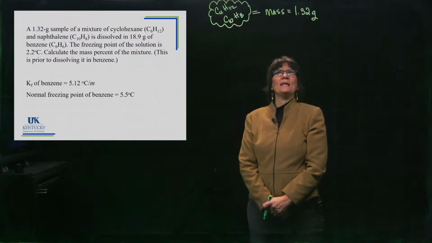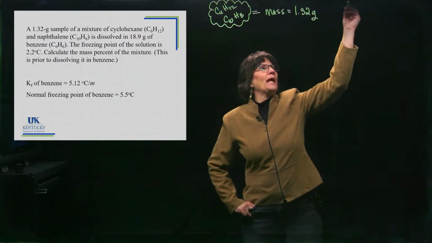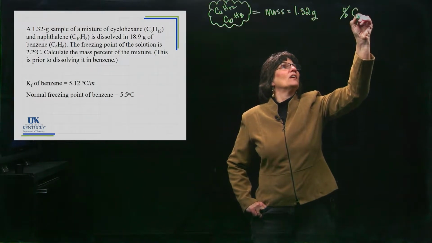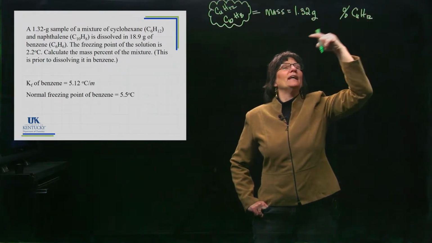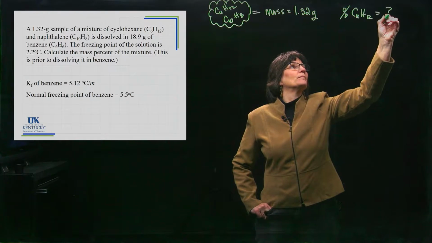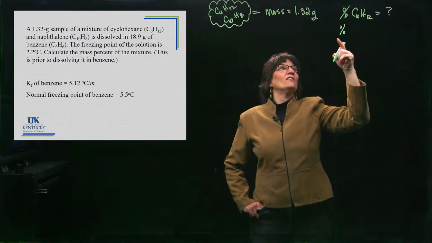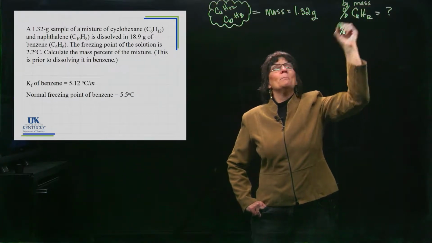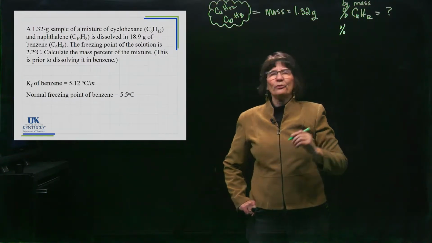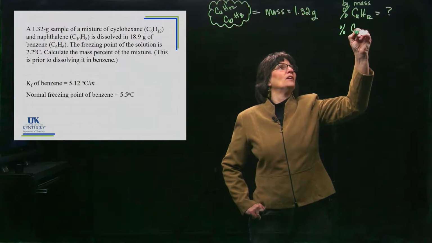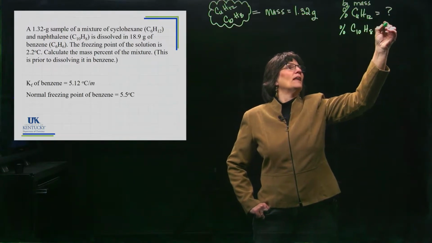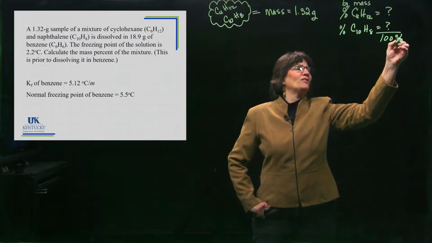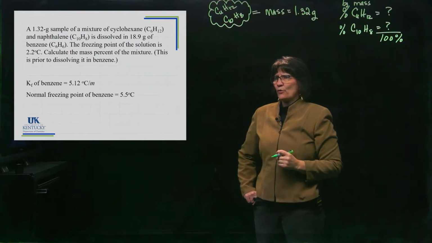Now what do they mean by that? Here is our end game. What is the percent of the C6H12 in that pile? This is a percent by mass, so I'll write by mass above here. It's a mass percent. What is the percent of the naphthalene, C10H8, in that pile? Well, we know that those two percents have got to add up to 100% because that's all that's in the pile. They want to know those two things.